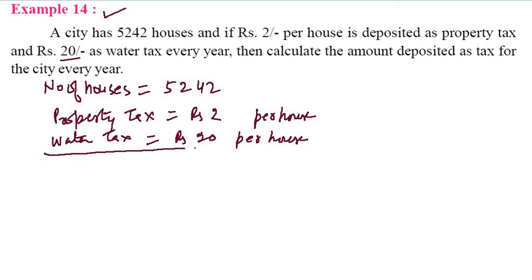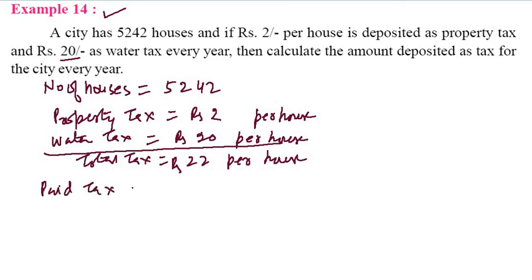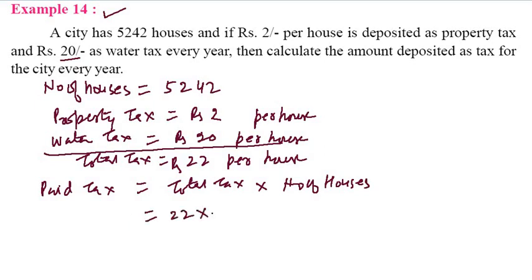So you can here calculate the total tax. Total tax is equal to 2 plus 20, so it is 22 rupees per house. So paid tax is equal to total tax into number of houses. Now total tax is 22 and the number of houses is 5242. Now multiply this, we get the total rupees, 1,15,324 rupees. So that will be your answer.